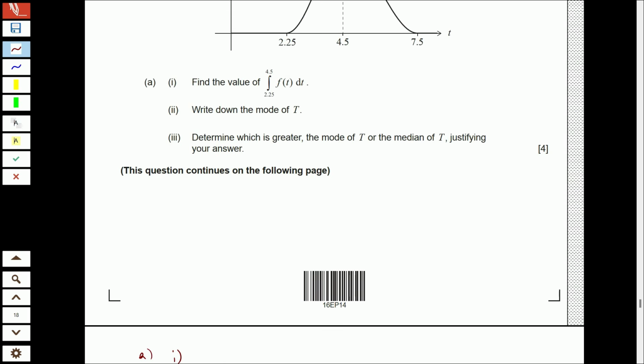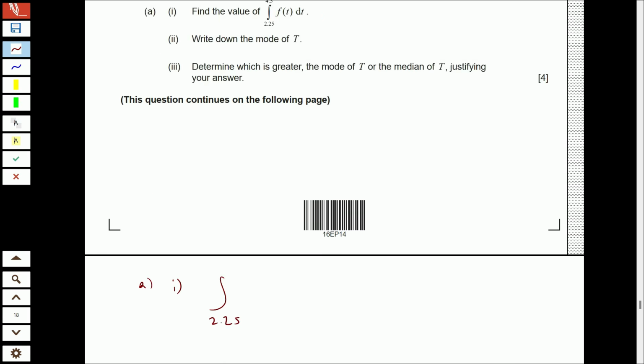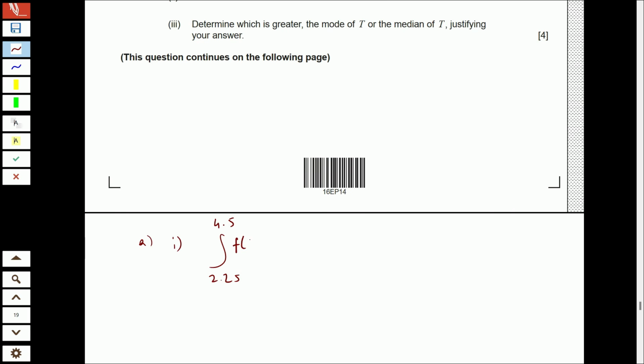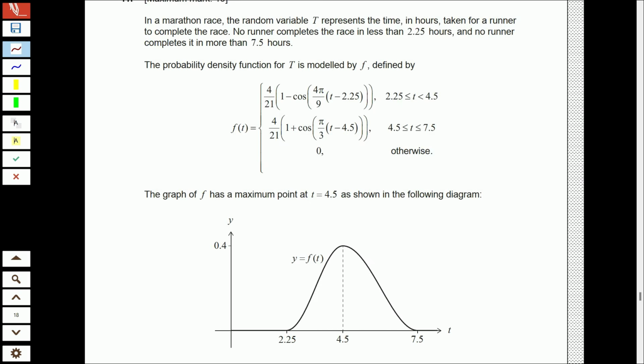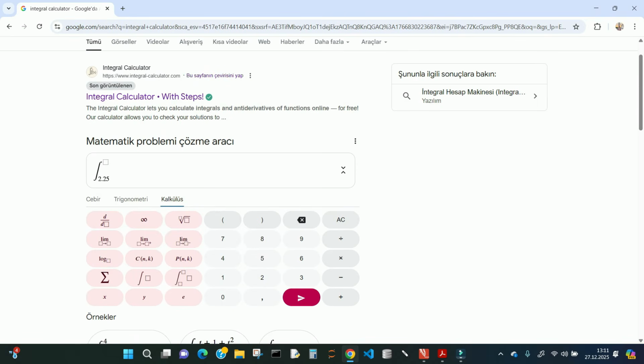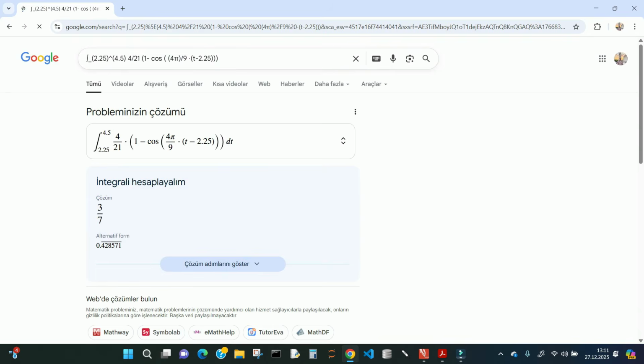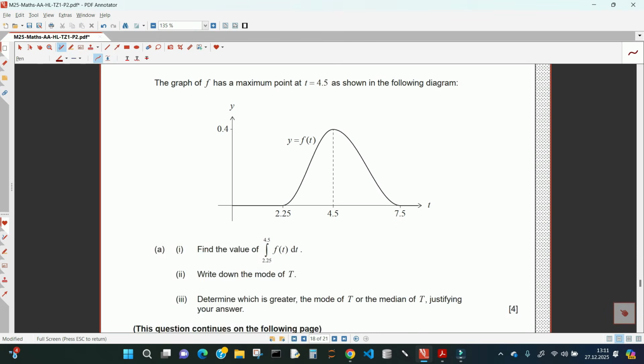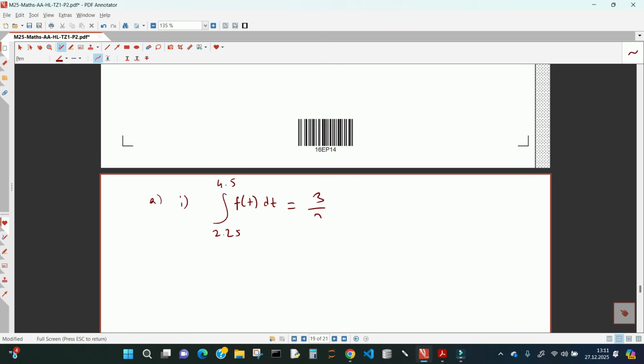We're going to first find the value of the integral from 2.25 to 4.5 of f of t. The lower limit is 2.25 and the upper one is 4.5. The function is 4 over 21 times 1 minus cosine of 4 pi over 9 times t minus 2.25. So this is 3 over 7. We can just write 3 over 7 for this value.